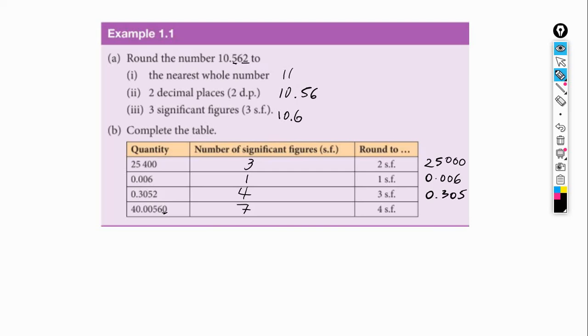And finally, we have to round 40.00560 to four significant figures. So that would be 40, that's 2, 3, and then we have the fourth. So we have to decide whether we leave it as a 0 or round up. Notice that the next digit is a 5, so we would have to round up. So 40.01 would be rounded to four significant figures.